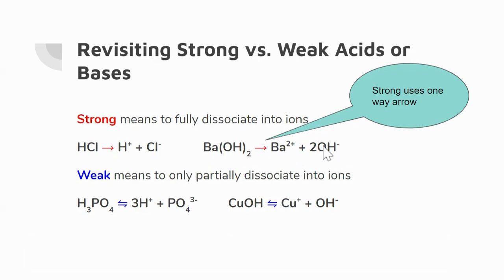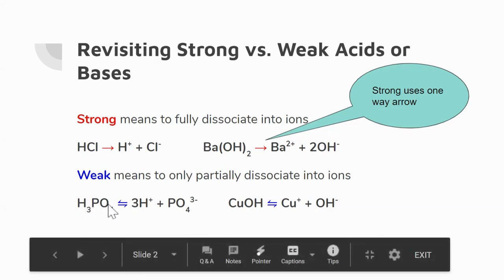Compare that to something that's weak. That means it only partially dissociates into its ions. So something like H3PO4 is a weak acid. It will only partially give us H+ and PO4 3- ions. And so the way we show that is with a two-directional arrow. What that tells me is that we do get some of these ions.